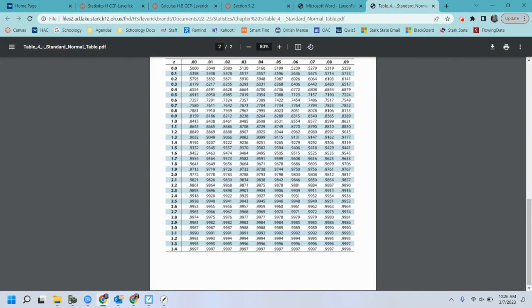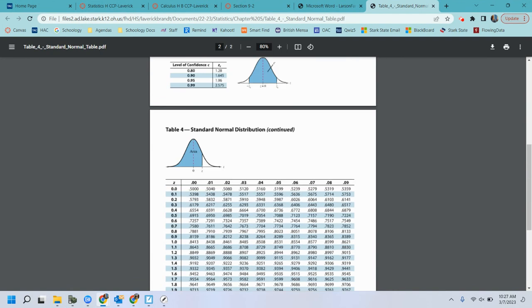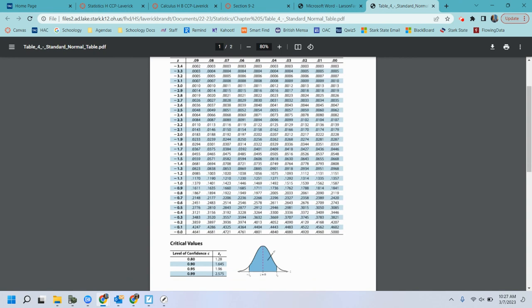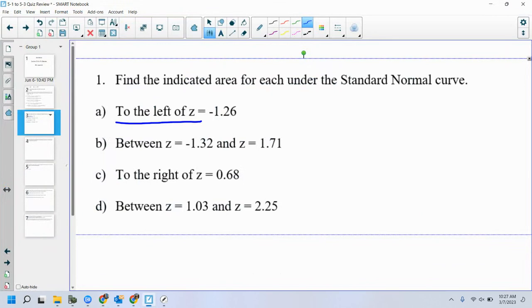So I'm just going to look here. Negative 1.26. So I'm just going to go to my first page. Negative 1.26. Here's my sixth column. Negative 1.2. 0.1038. Is that what you guys got? Yeah. Bingo.